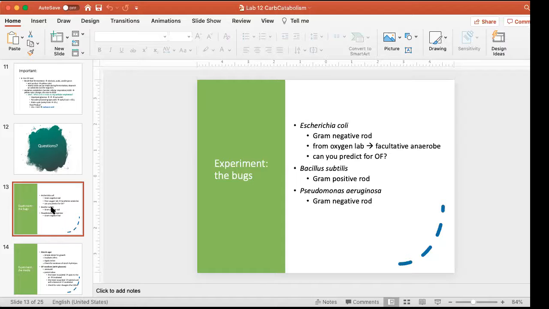And if they can't do anaerobic cellular respiration, well, they still can change. They can change and switch pathways and do fermentation instead. So my question to you when we finished up last time was what you expected to see when we inoculate a pair of OF tubes with E. coli. We can't really make predictions yet about the Bacillus subtilis or the Pseudomonas because we don't really know what oxygen category they belong to. But we know that E. coli is a facultative anaerobe.